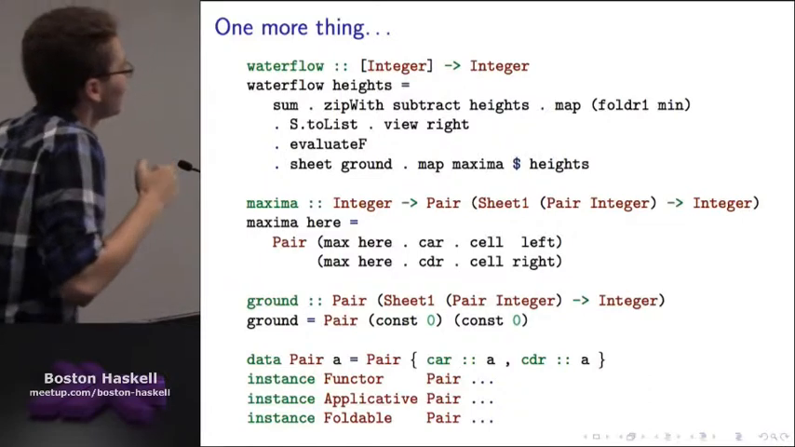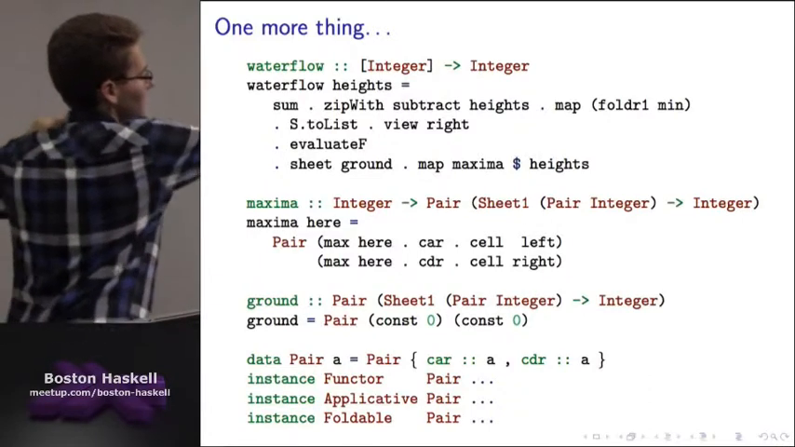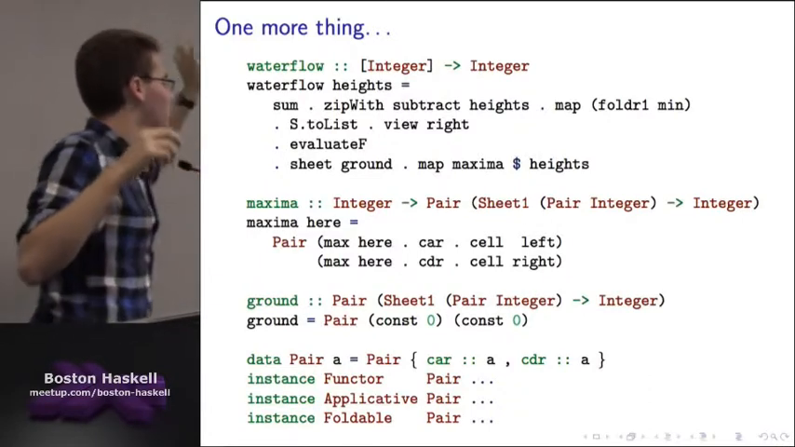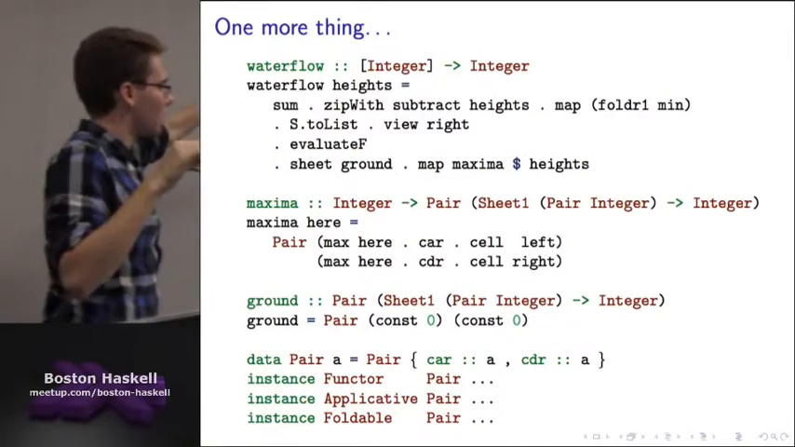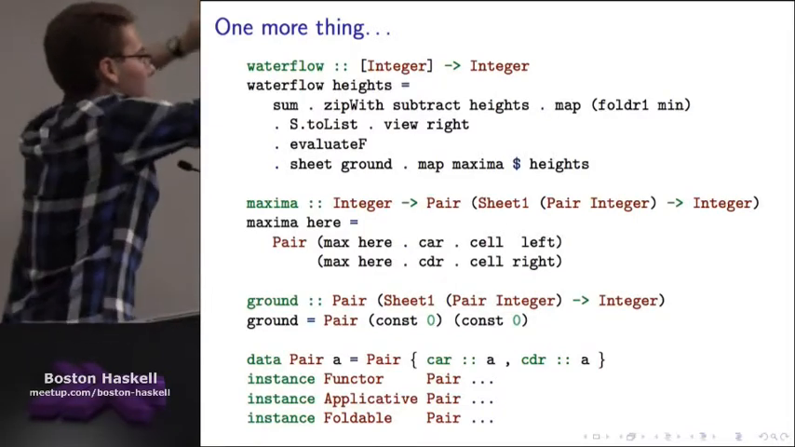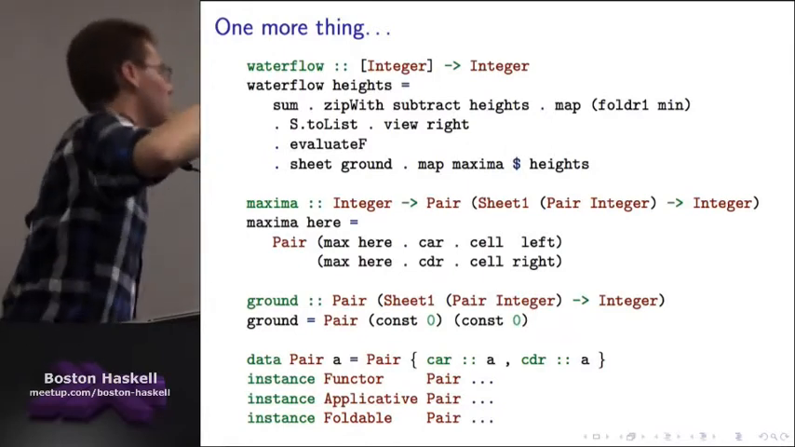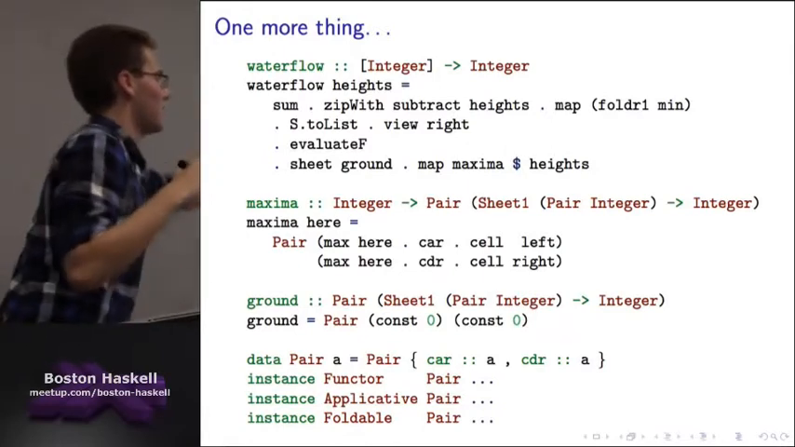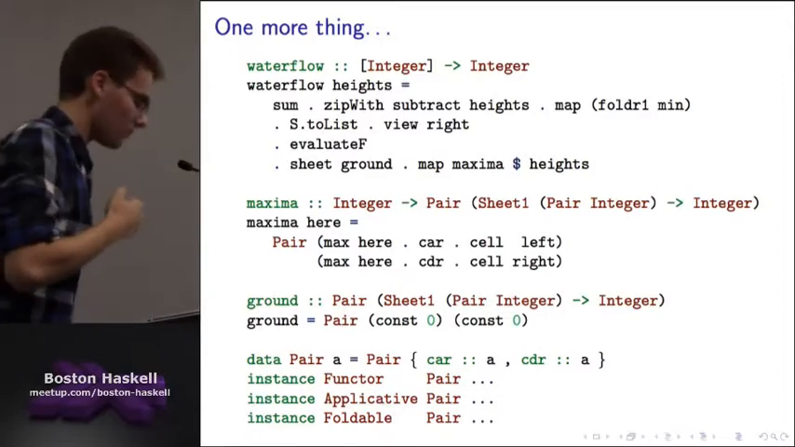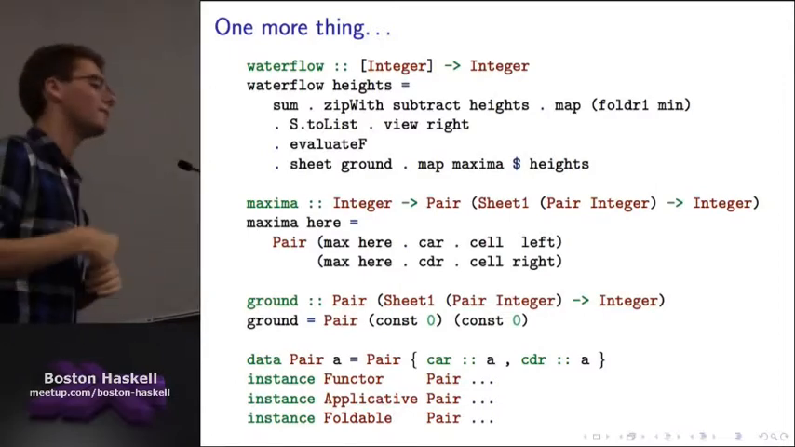I say, I've got this maxima function, which takes an integer, and then it returns a pair of functions from a one-dimensional sheet of pairs of integers to integers. And what that means is each one of these things says, all right, I've got some height here.